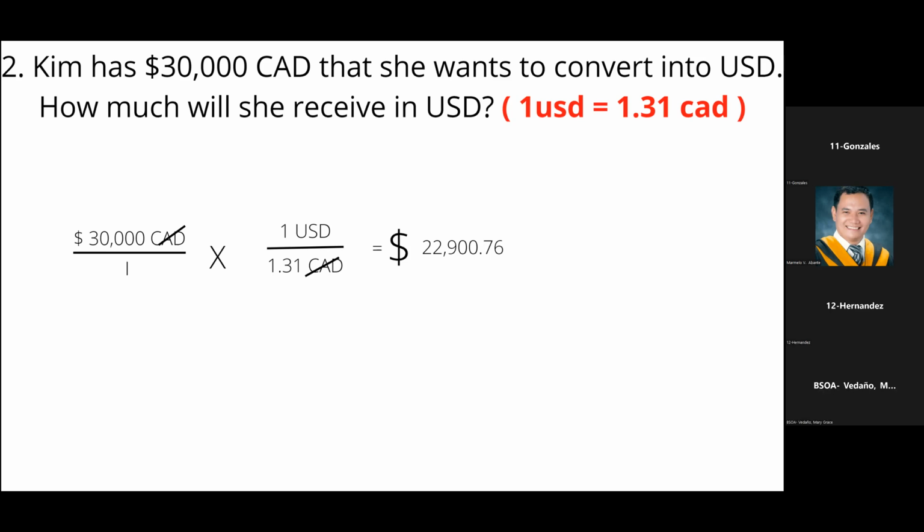Then times 1 USD over 1.31 Canadian dollars. So anong nangyari, nabaliktad naman, unlike nung nangyari doon sa first example, si rate naman yung nandito sa baba, na 1.31 CAD, para makancel natin yung 30,000 Canadian dollars. So ang mangyayari, divide na mangyayari, hindi siya multiplication. So after natin makancel si Canadian dollars, 30,000 divide 1.31, ang sagot ay 22,900.76. Saka naman natin siya ita-times sa 1 US dollar. So magiging sagot natin ay 22,900.76 US dollars.